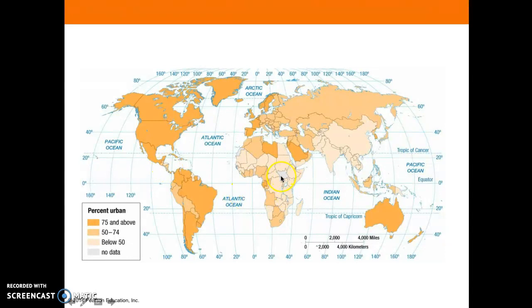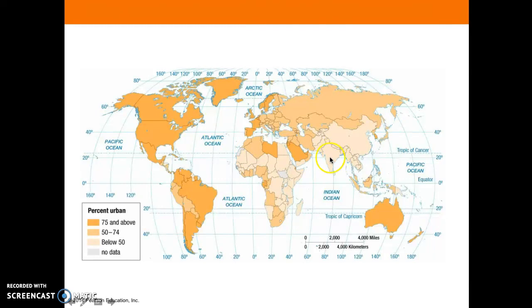Places like South Sudan have no data. Again, it's a new country. By 2014, when this slide was published, it wouldn't have collected much data yet, since it was established as a country in 2010. And Western Sahara, which is a contested territory, doesn't have any data collected on it.